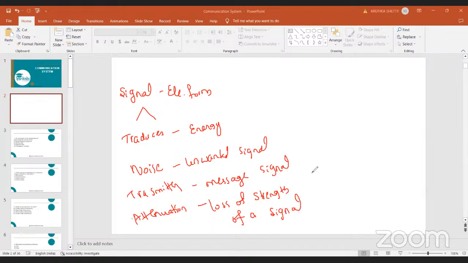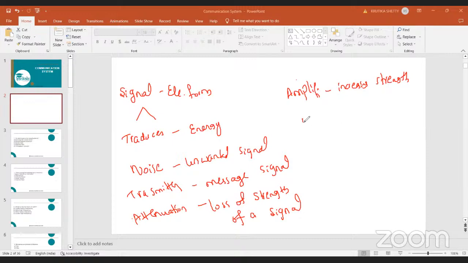Attenuation. Then next we have the term called amplification. So what is amplification? This amplification is nothing but increasing the strength of the signal. This process is called as amplification.